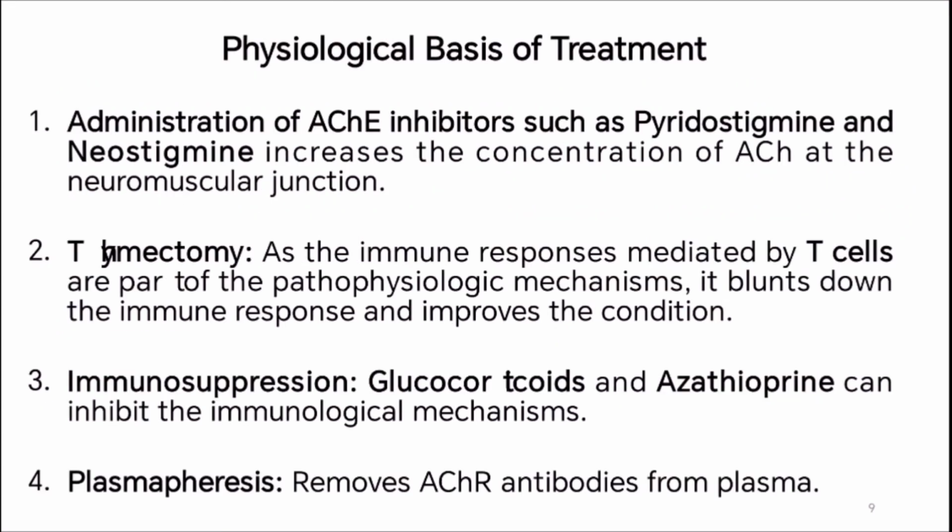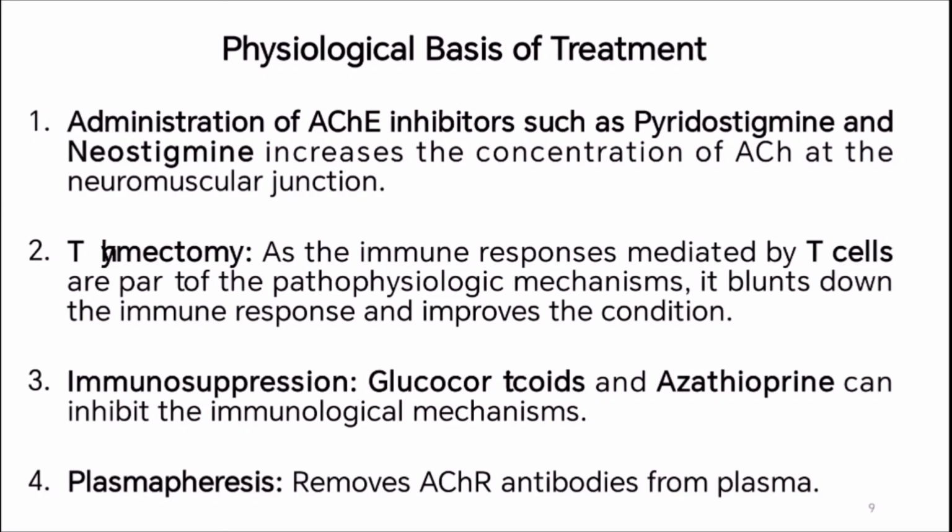Coming to the physiological basis of treatment, these are the different treatment modalities available right now. First, administration of acetylcholinesterase inhibitors, AChE inhibitors. Drugs such as pyridostigmine and neostigmine are the main drugs given for the treatment of myasthenia gravis. They increase the concentration of acetylcholine at the neuromuscular junction.